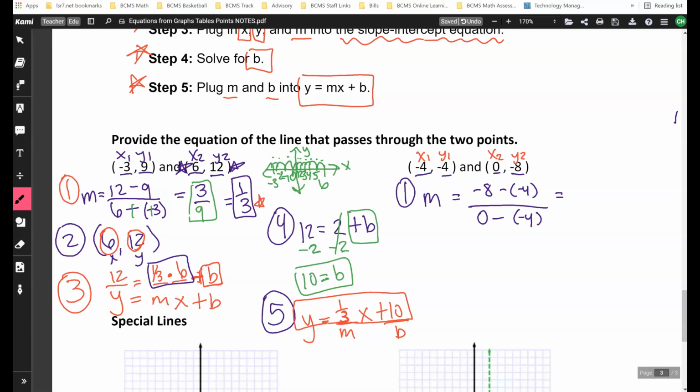All right, before we get too far here, I just wanted to set this up for you. Remember, it is so important you label these points, because if you're trying to find your slope, it's the change in y, y2 minus y1, over the change in x, x2 minus x1. That's the first step here, right? So my y2 is a -8, my y1 is a -4.